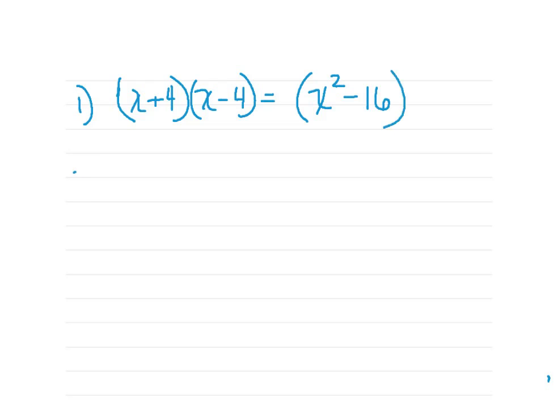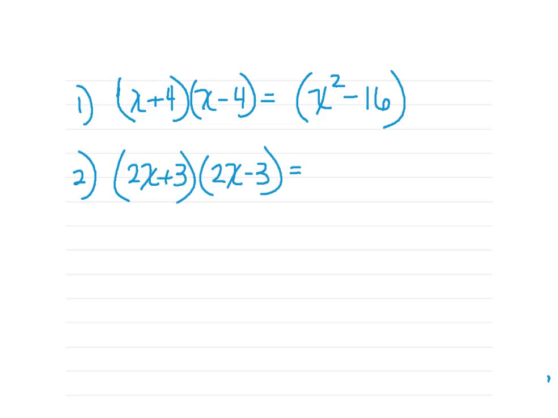Number 2, let's try this one. 2x plus 3 times 2x minus 3. Let's take the first term and square it. That would be 4x squared. And it's going to be minus the second term squared, which is 9. And again, I only want you to follow the pattern. You're not going to use FOIL or distributive property when multiplying these special products. I want you to recognize them, memorize the pattern, and use it.